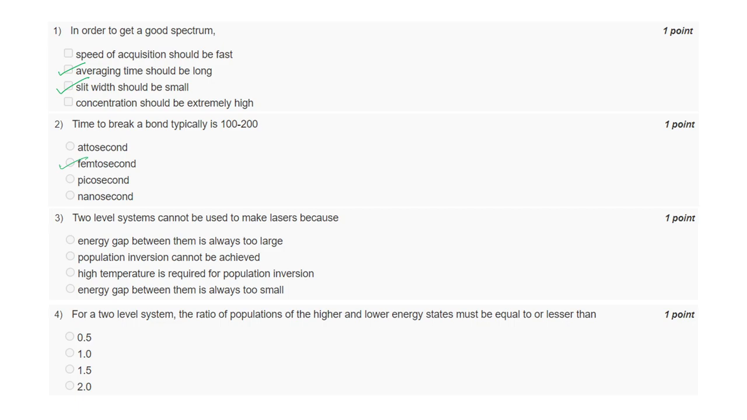Now the third question: two level systems cannot be used to make lasers, obviously because population inversion cannot be achieved, right? And that we have shown. What about question number 4? For a two level system, the ratio of the population of the higher and the lower state must be lesser than 0.5. It should not be lesser, it should be greater, right? For population inversion.